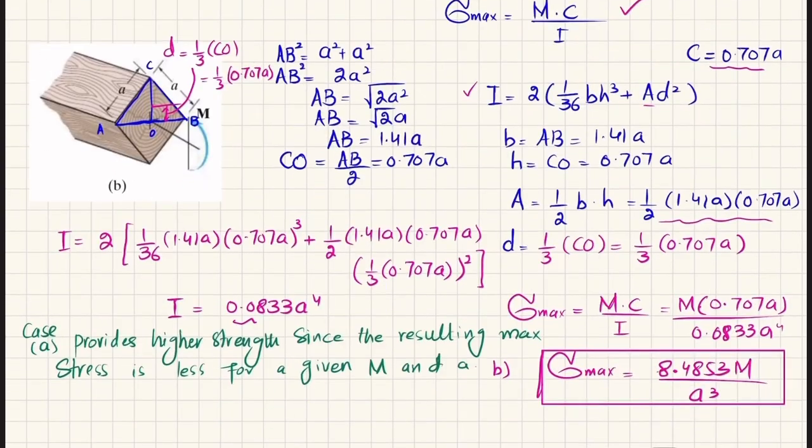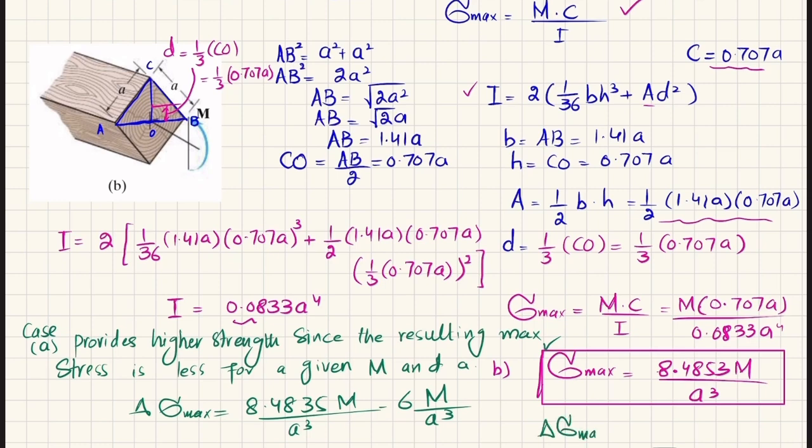Okay. Now we move to our second part. What is the difference in their bending stress? So the difference in their maximum bending stress: this one is higher. So 8.4853 M over A cube minus the second one, 6 M over A cube. So you will get the maximum bending stress difference comes out to be 2.49 M by A cube, which is the answer of this question.